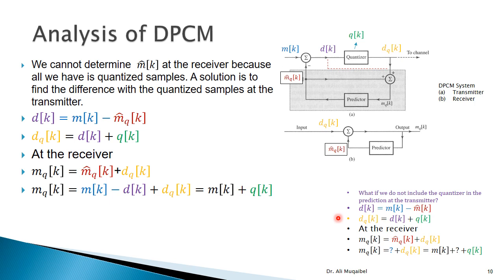Now you can see here that at the transmitter side, what happens if somebody decides not to include the quantization? So he's doing the prediction. Can you see this dotted line? If you have this short line, the analysis will be different and the error will be more. So we need to include the quantizer in the loop of the transmitter to be similar to the receiver.